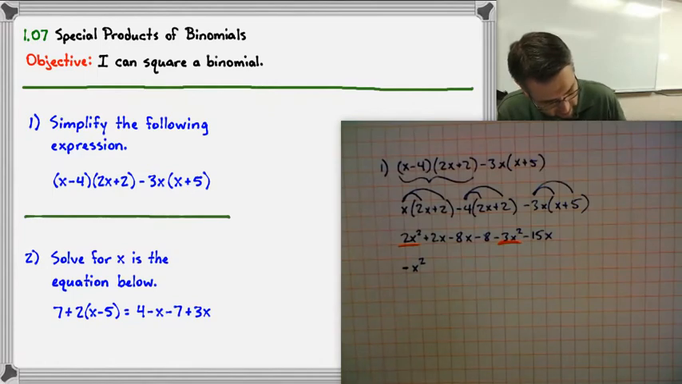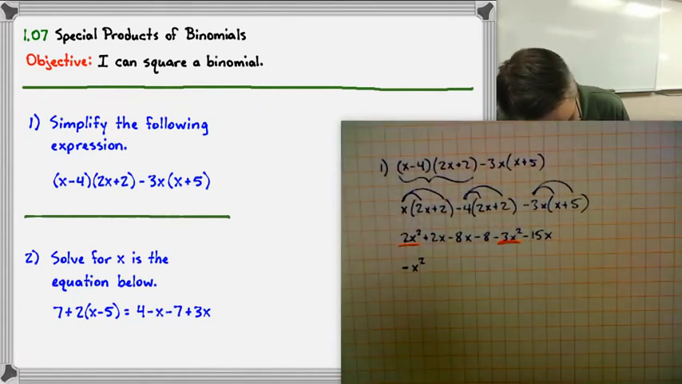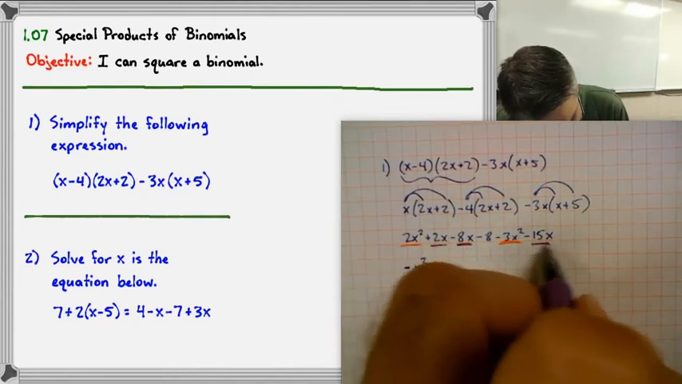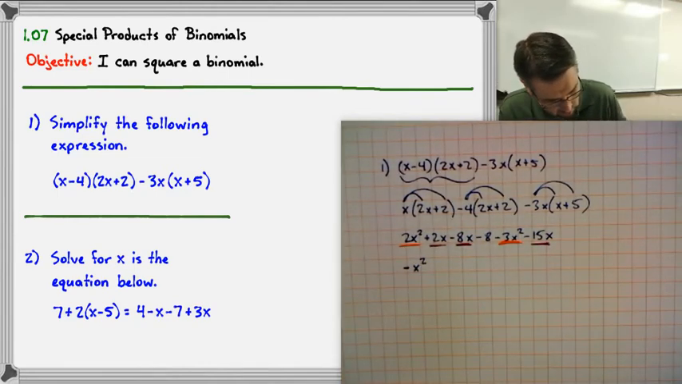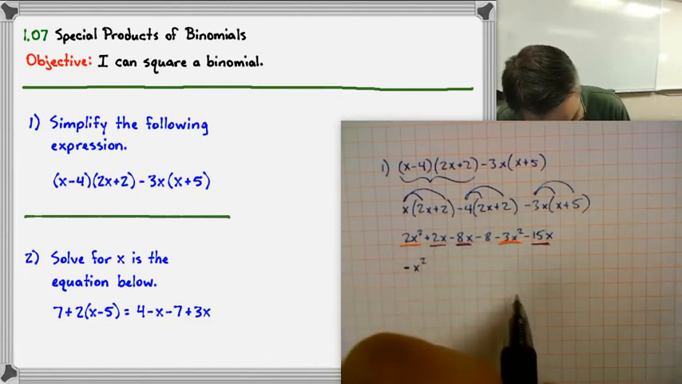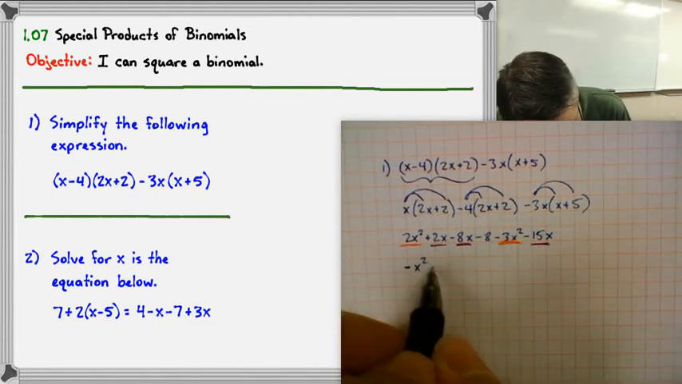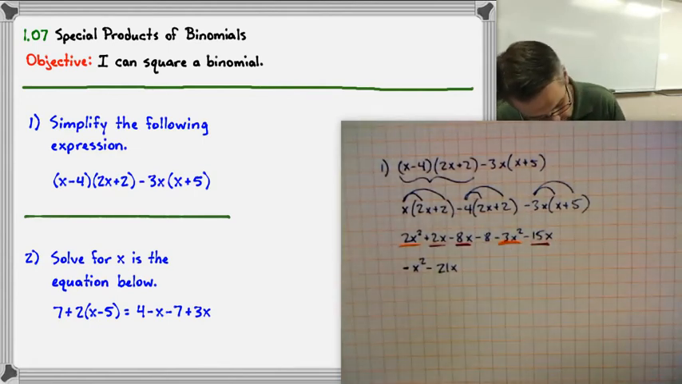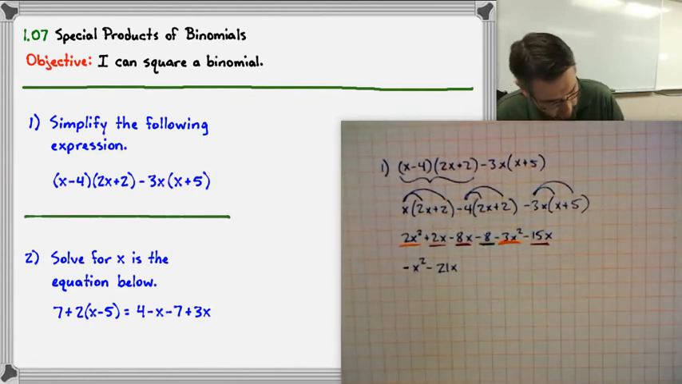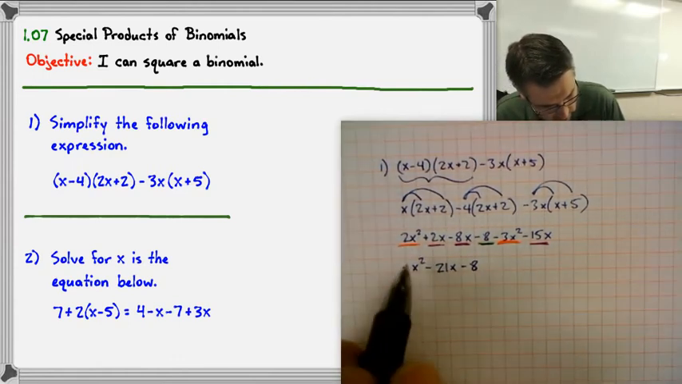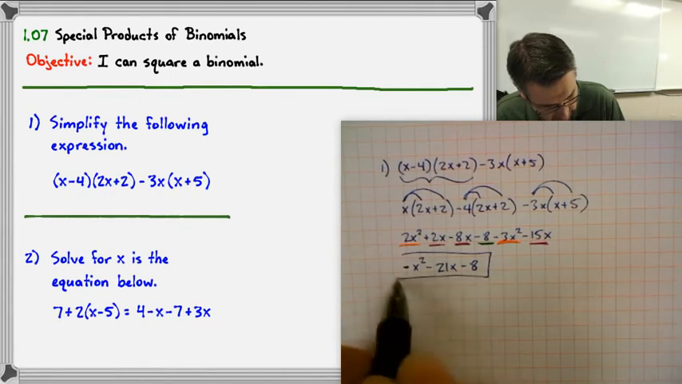And then we have the 2x and the negative 8x and the negative 15x. Those all combine. So 2x minus 8x is negative 6x. And then minus 15x is going to be negative 21x. And then the negative 8 here is just a constant that we can't combine with anything else. There's no other constants here. And so this is the simplified expression all the way.